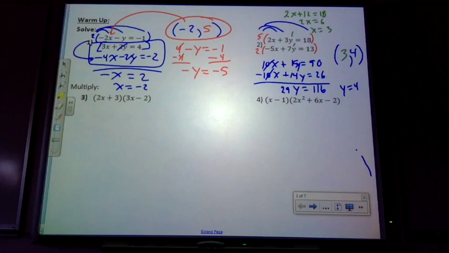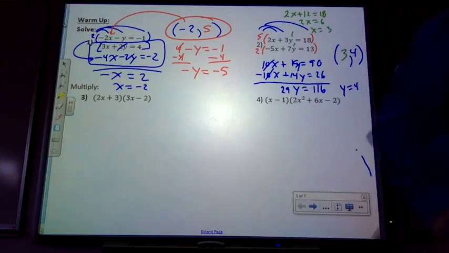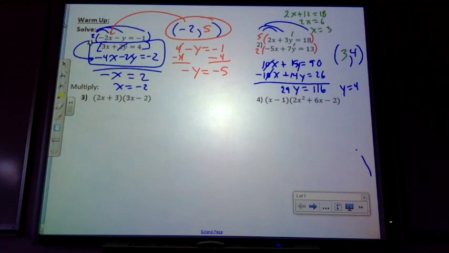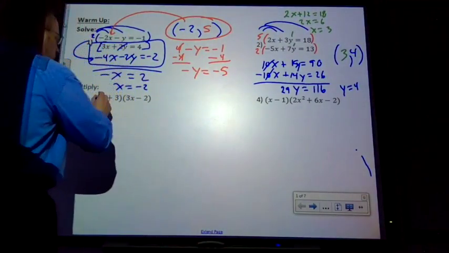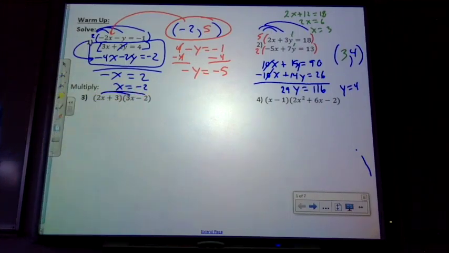All right, problem number 3. Gabe, we're just going to multiply. So this is like what we did yesterday. So what would my first step on number 3 be? It's on the back side of that paper if you can't see. Okay, so I'm going to multiply 2x here, 2x there. What's 2x times 3x, Gabe? 6x? No, it is 6x, but 6x what? Because x times x is what?